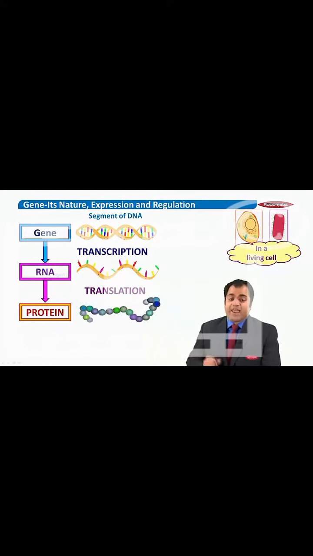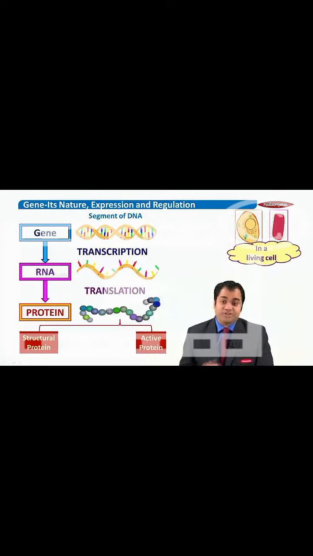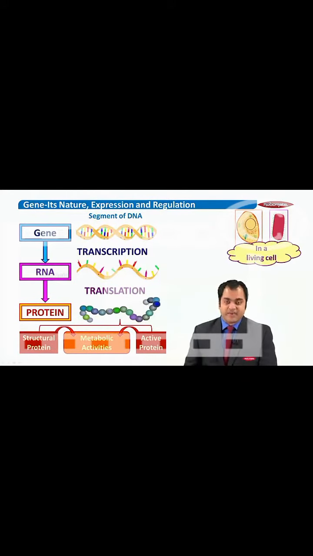Now in a cell, right, you have two different types of proteins. Either they are structural proteins or they are any other active protein. For example, enzymes. Now all these proteins are ultimately involved in performing metabolic activities, right?